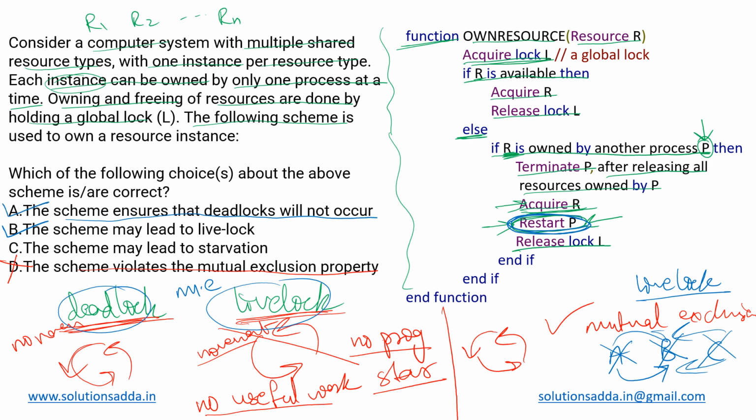Then the third option, the scheme may lead to starvation. Yes, starvation is there in both deadlock as well as live lock. Why does starvation occur in live lock as well? Because work is being done but it is not useful. So processes are starving for the resources. Hence there is starvation as well. So we got A, B and C, all three, as the correct options. This was an MSQ type question, so we'll be reporting all three.